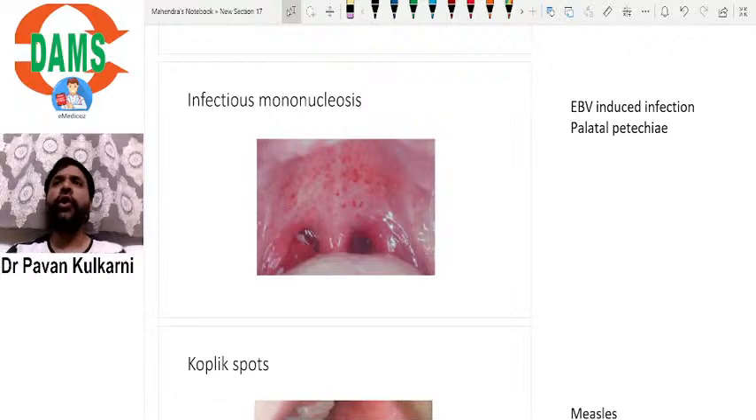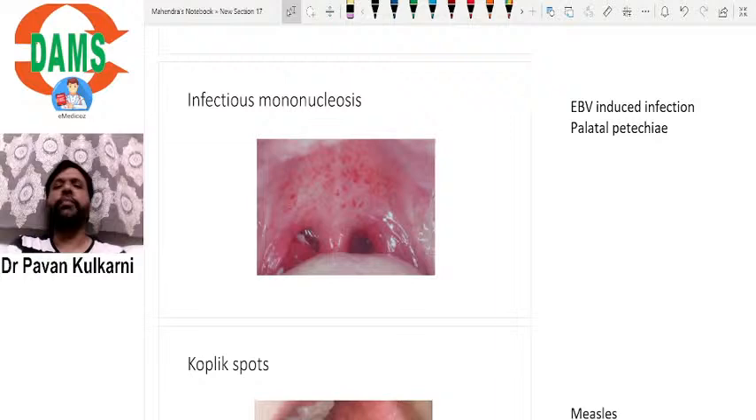Infectious mononucleosis. Infectious mononucleosis is caused mainly by Epstein-Barr virus. So this infectious mononucleosis will cause petechiae on the palate. This palatal petechiae image is very characteristic of infectious mononucleosis. Okay, this is an EBV induced viral infection. It's an EBV induced infection.